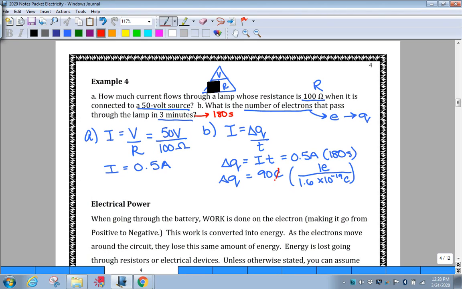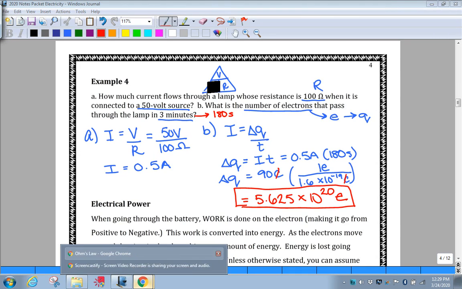So the coulombs on the top cancel with the coulombs on the bottom. I'm going to do that now on my calculator. It should be a large number because we're talking about the number of electrons. So I got 5.625 times 10, and we should have a positive exponent here because we have a lot of electrons, 10 to the 20th. So that's the number of electrons that pass through this point in 3 minutes. Okay, so that is a brief introduction of Ohm's law.